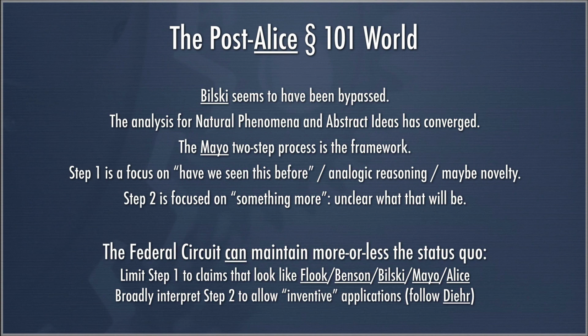The Federal Circuit can certainly maintain more or less the status quo in terms of patentability of software if it desires. There are two strategies here. One is to limit step 1 to claims that really do look like the claims in Alice, Flook, Benson, Bilski, Mayo, right? Look at the claims that have come before that have been held unpatentable and really decide that that is what describes the set of claims that are problematic under step 1, and limit the application there. That would allow a lot of software patents to escape treatment under this analysis.